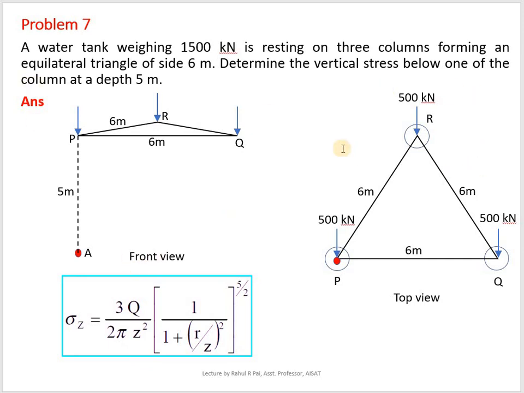So this is the question. I hope you got the idea. So this is the equation for point load. Sigma z is equal to 3Q by 2 pi Z square, whole raised to the power, this is the equation.